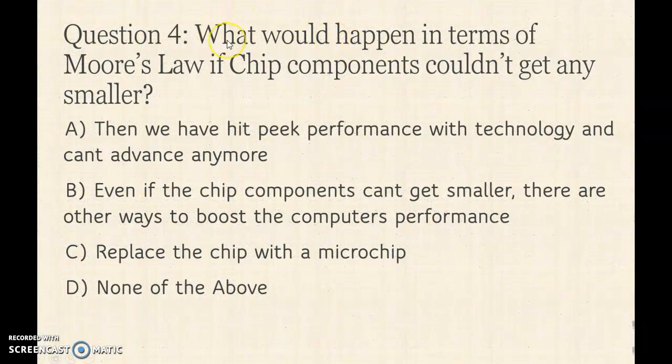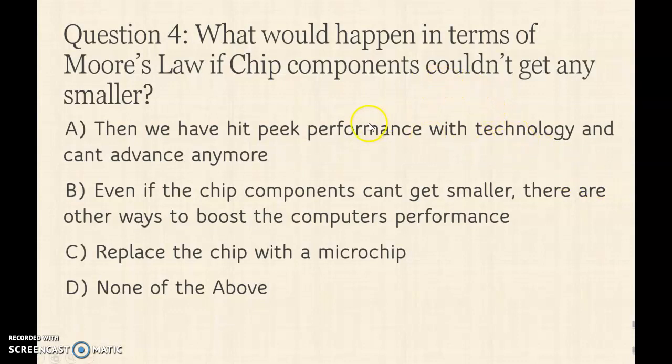Alright, question 4. What would happen in terms of Moore's Law if chip components couldn't get any smaller? A. Then we have hit peak performance with technology and can't advance anymore. B. If the chip components can't get smaller, there are other ways to boost the computer's performance. C. Replace the chip with a microchip. Or D. None of the above.